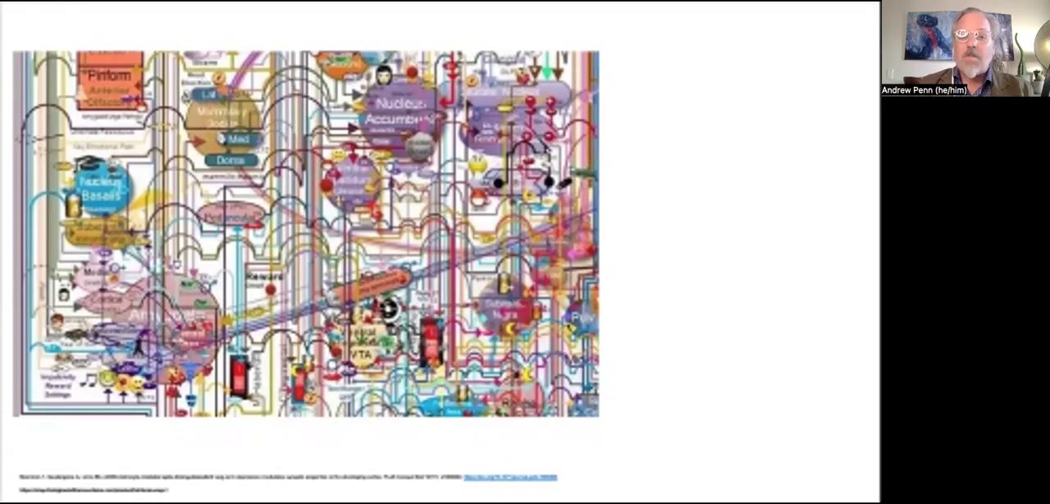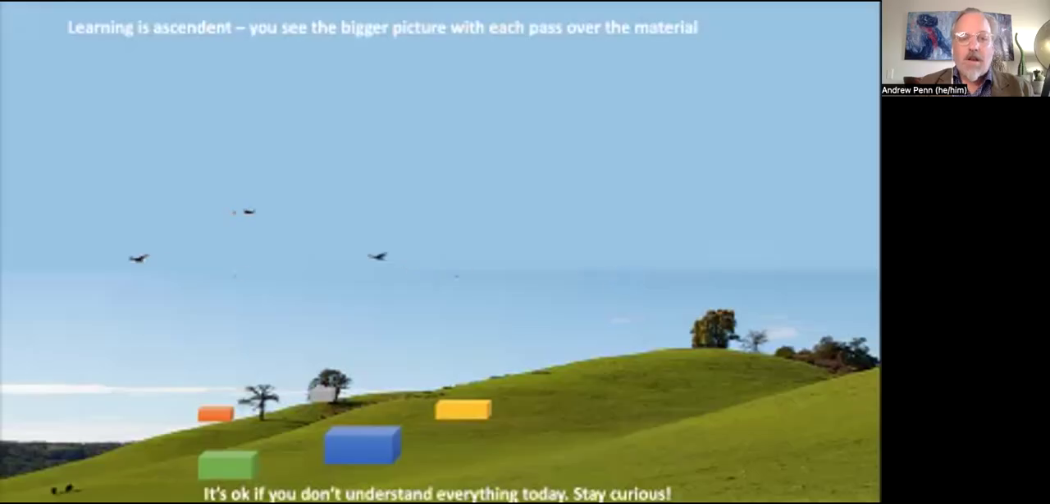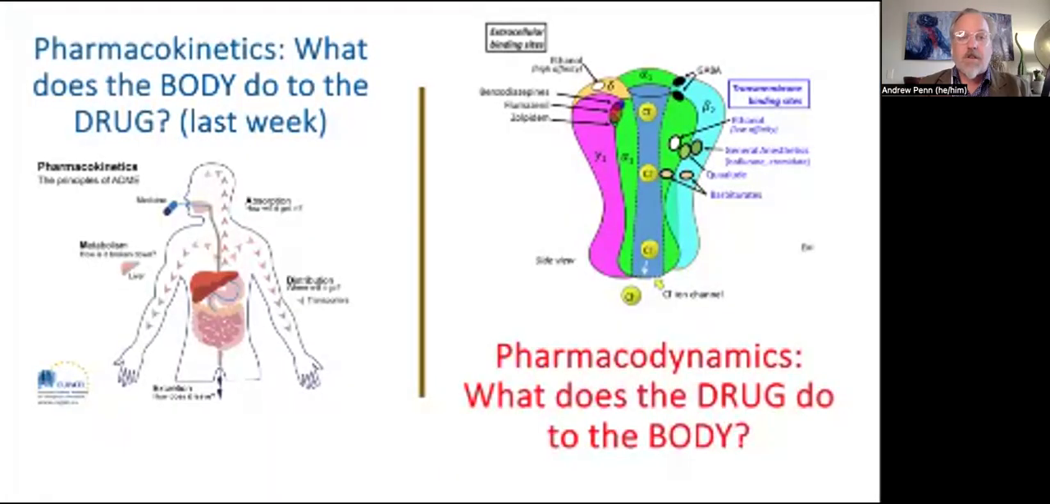I just thought this was an amusing effort to attempt to graphically describe something that's very complicated, which is the human central nervous system. And as you remember from my suggestion last week, we really want to think about learning as this sort of ascendant process, where each time you go over this material, and you will go over it many times in the course of learning it and in the course of your career, you're going to go a little bit higher each time. You're going to see the bigger picture, and you're going to start to connect the dots, which is a really satisfying feeling. So don't get discouraged if you don't understand it all the first time. I certainly didn't, and I don't expect you to either. You might need to listen to this talk a couple of times.